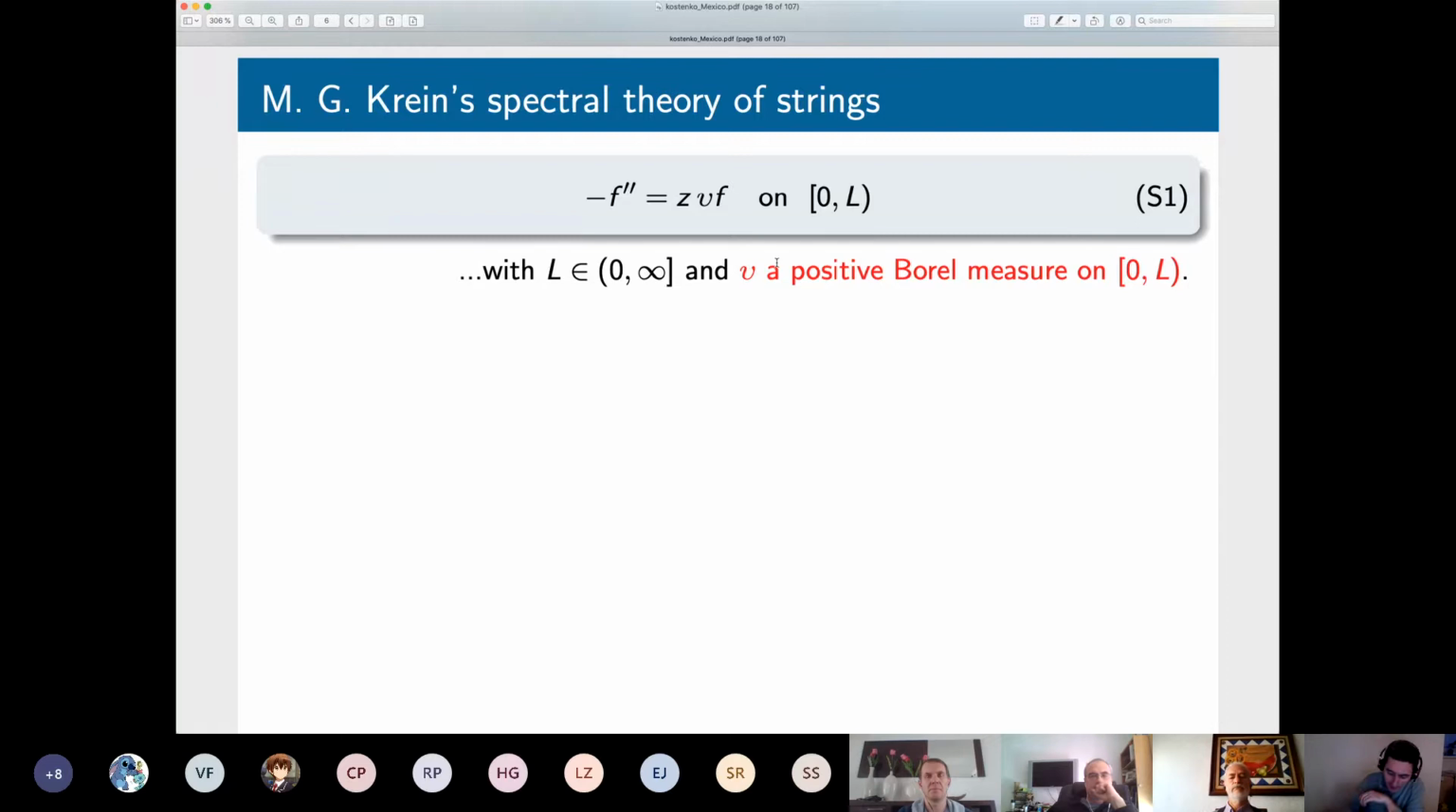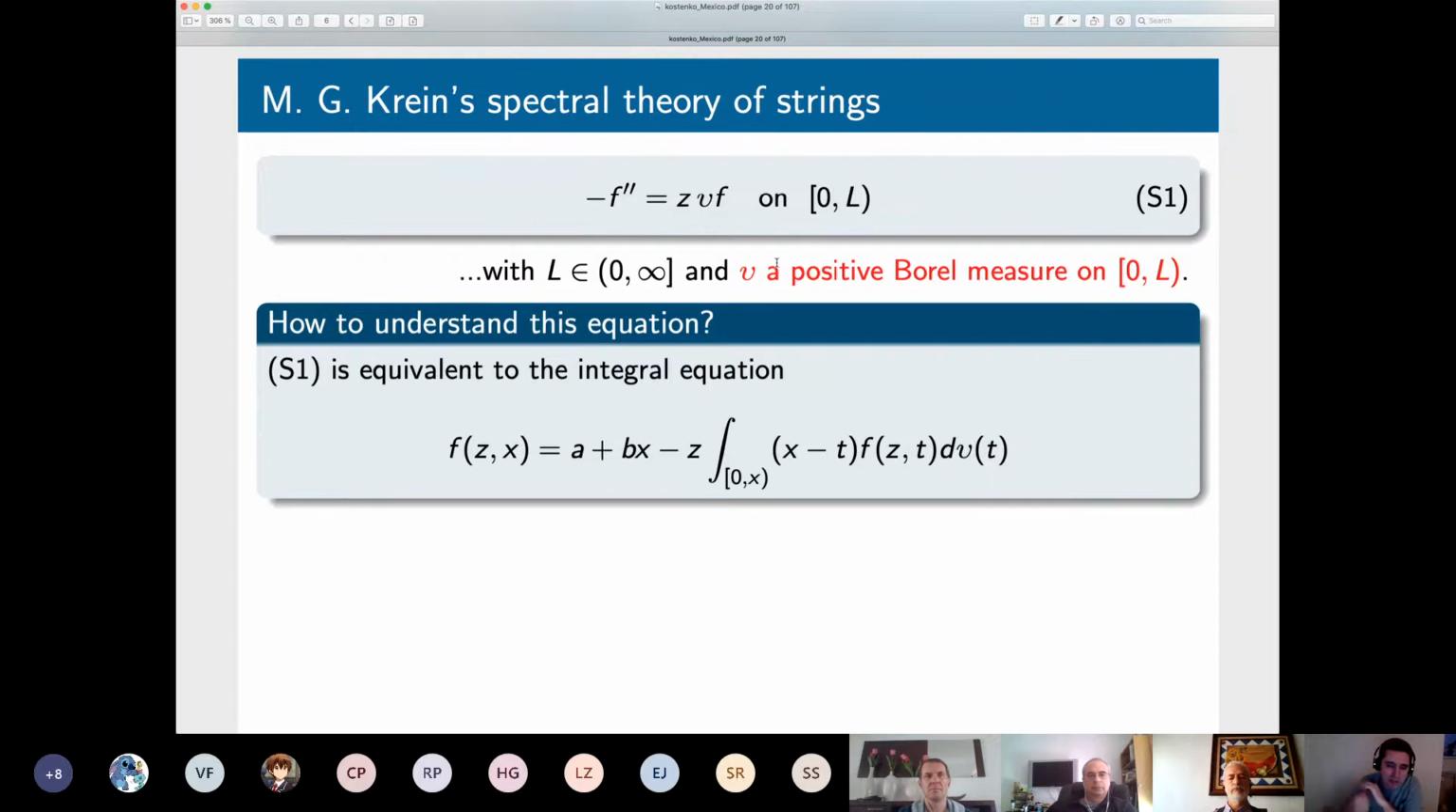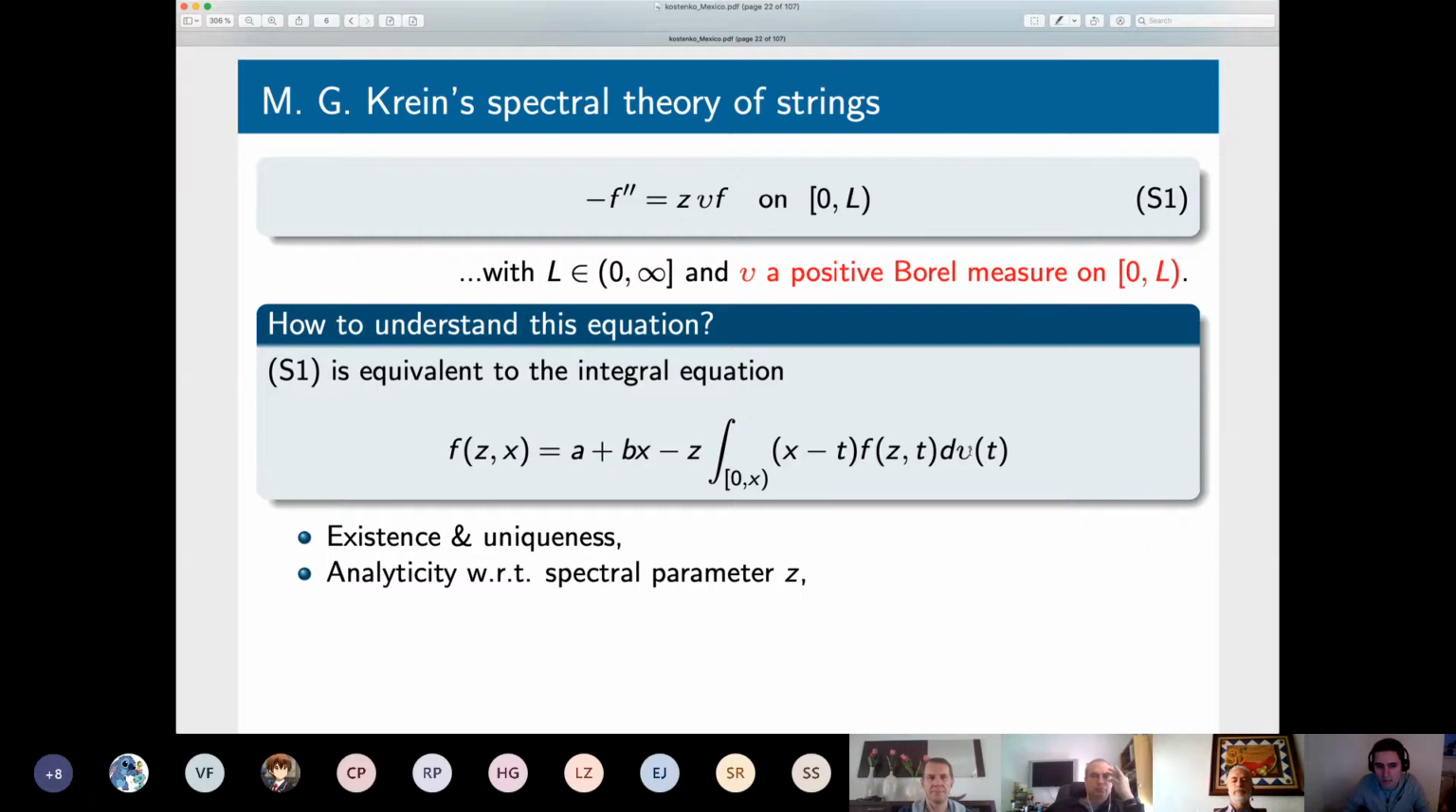Now there are several approaches, and the idea of Krein was rather straightforward. He suggests that if you have a differential equation, just turn it into an integral equation. And in fact, this spectral problem, F is a solution to S1 if and only if F solves this rather nice integral equation. And despite the fact that V is a measure, one can use standard tools to prove existence and uniqueness of solutions, analyticity in the spectral parameter.